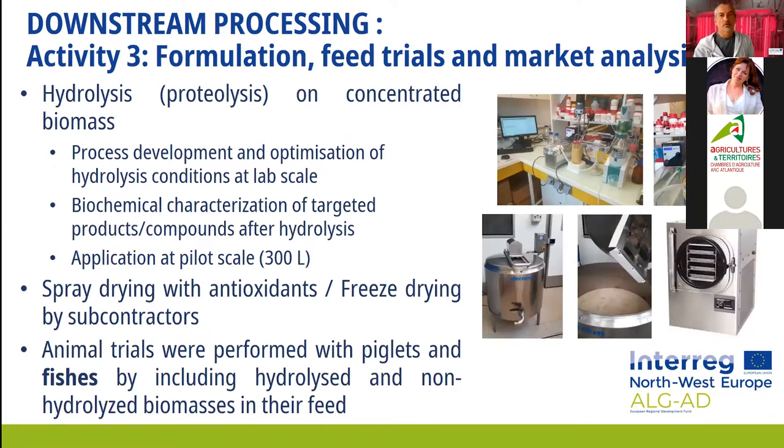Regarding the enzymatic hydrolysis, it was performed, like I mentioned before, on concentrated biomass. The procedure was developed and optimized at the lab scale, adjusting temperature, pH, and the type and quantity of enzyme. Once the process was optimized at lab scale, we controlled its biochemical composition. Then we moved up to the pilot scale with a subcontractor, and the hydrolyzed biomass was spray dried with addition of antioxidant, or freeze dried in some cases, to limit the degradation of the ingredient, especially the omega-3 PUFA.